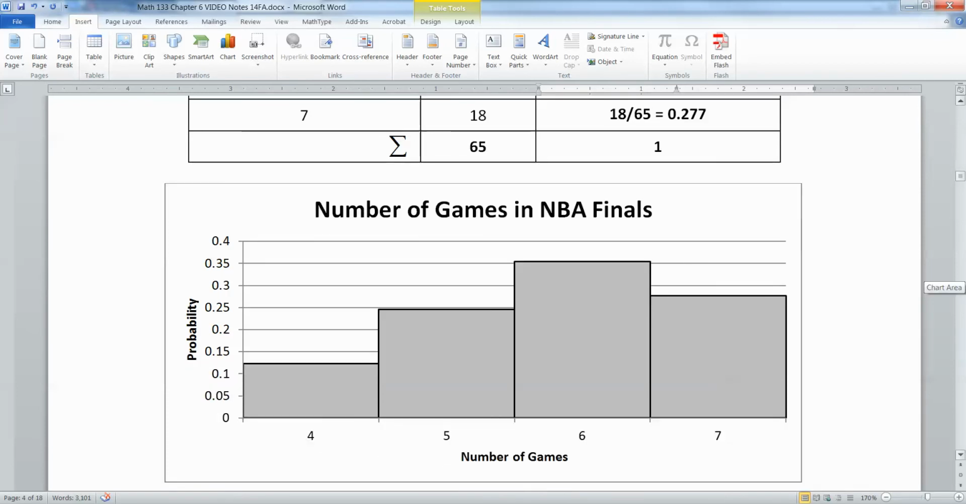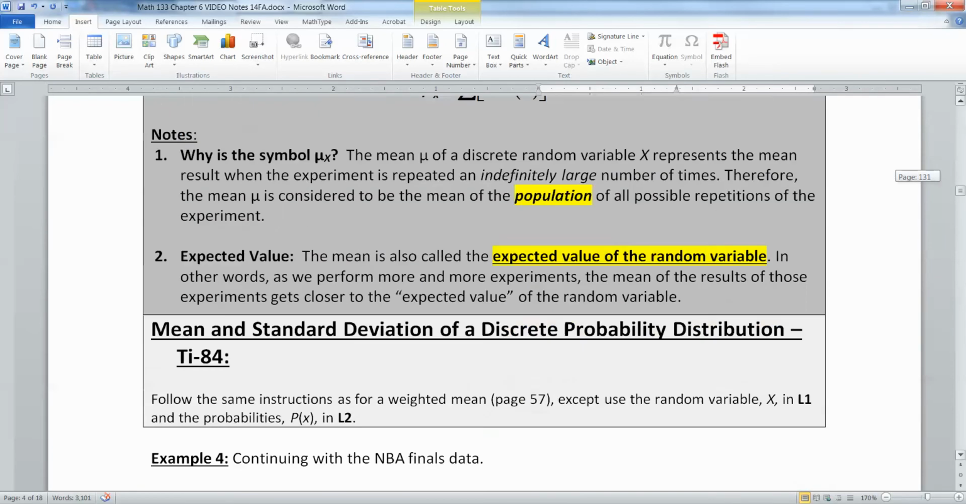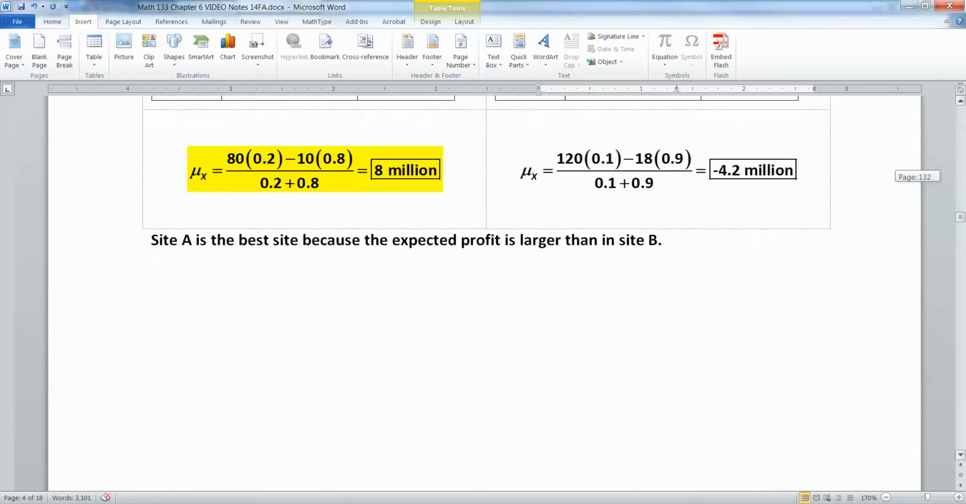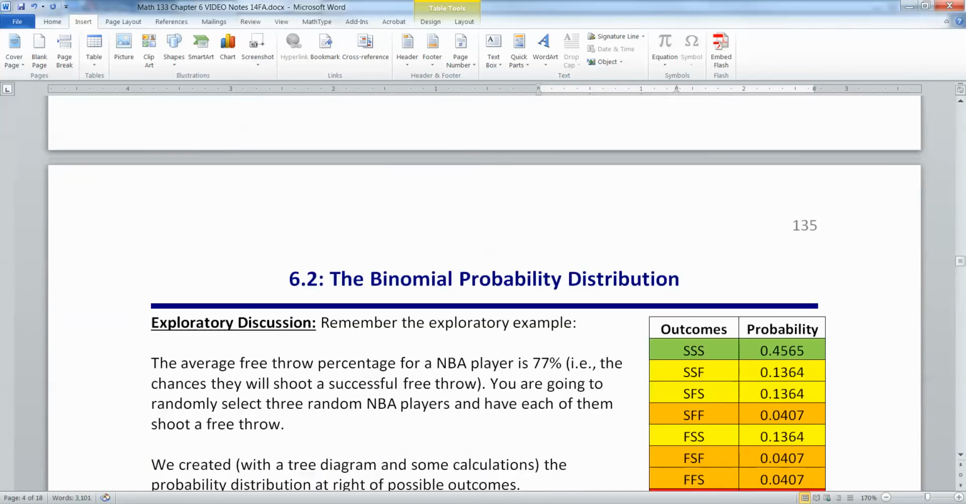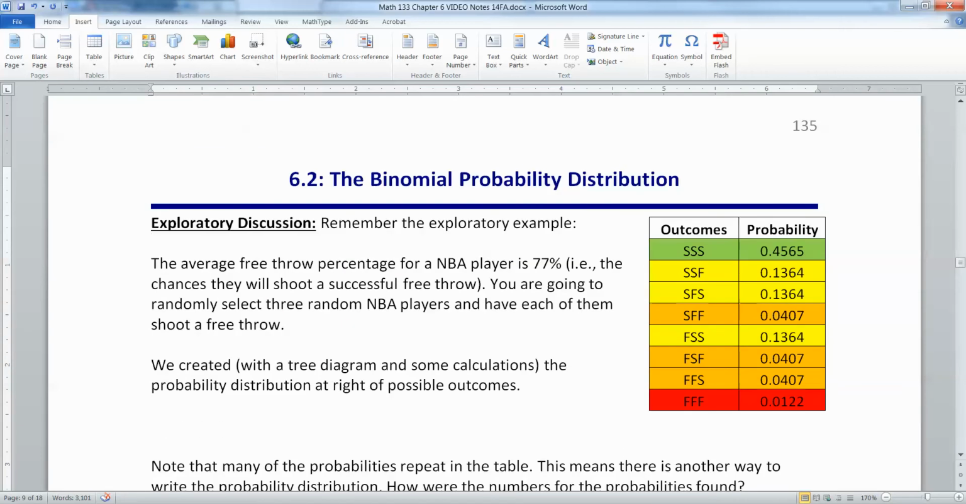They're tables, but in graphic form. But now we also want to expand that idea to the formula idea, because tables and graphs are all well and good, but they have limitations. So first, let's look at some of those limitations by considering the NBA player example yet again. So remember that we had this average free throw percentage for an NBA player is 77%, which means the chances they will shoot a successful free throw. You are going to randomly select 3 random NBA players and have each of them shoot a free throw.